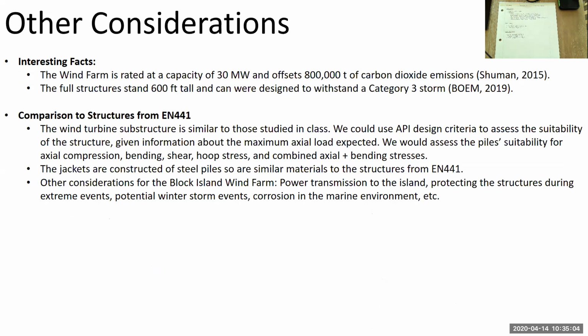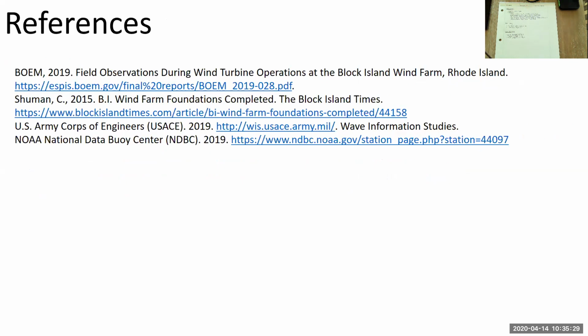And then thinking about how this compares to structures from EN 441. The wind turbine is quite similar, but there are definitely differences and considerations that we don't talk about in class. So how you transmit power, how you include all of these other components of the wind farm, like the turbine, how you protect it from corrosion, winter storm events, other things that go beyond the scope of EN 441. And then finally, just a list of references.